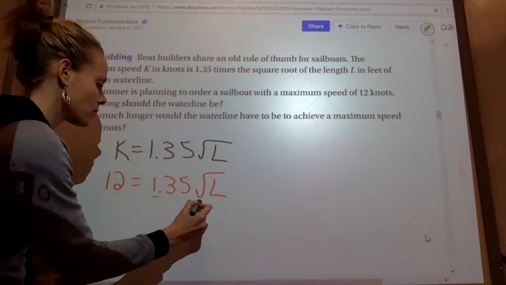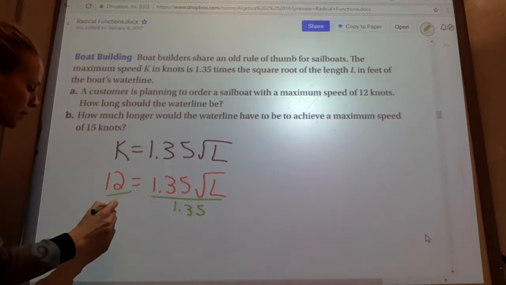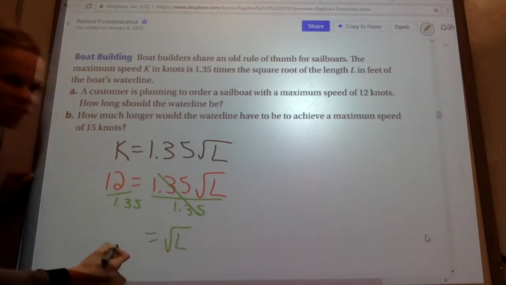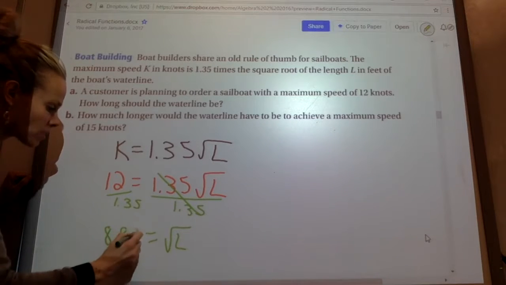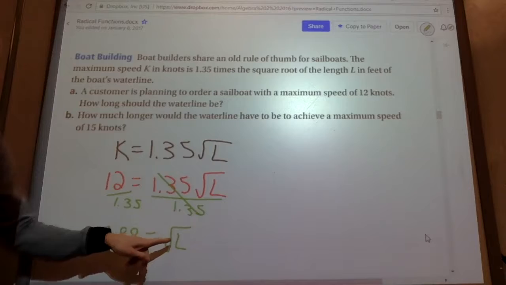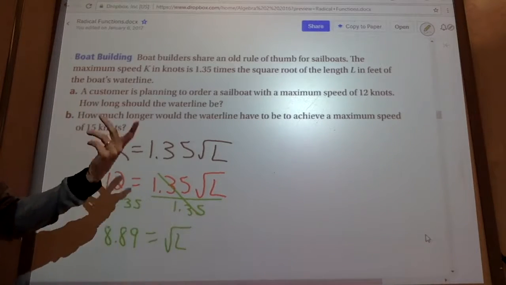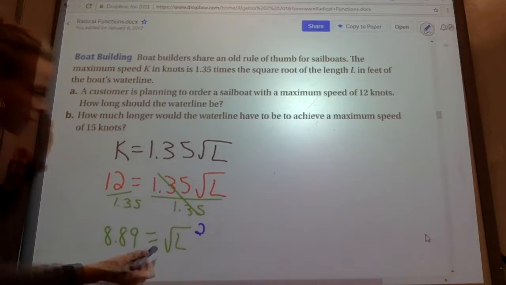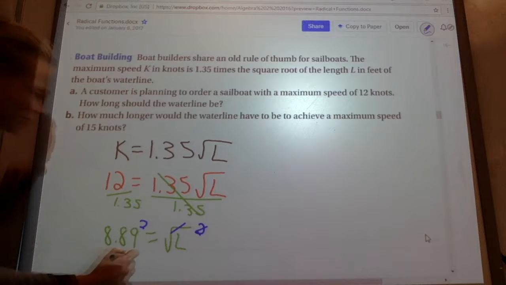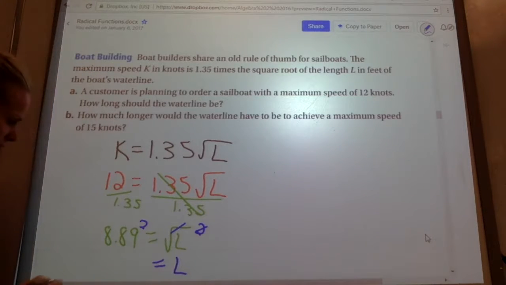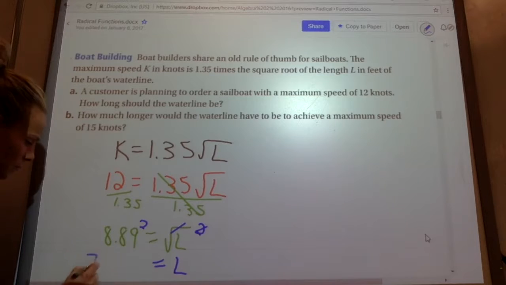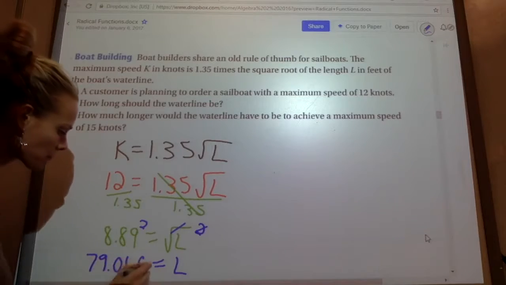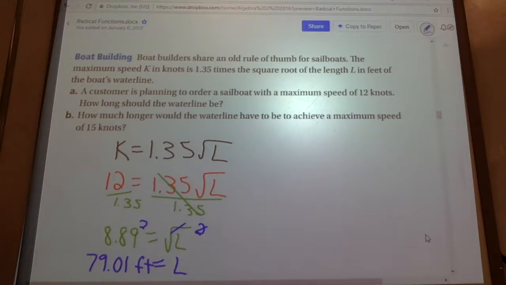So my first step would be to do this, divide by 1.35, right? So that gets rid of that, which is what? 8.88. So we'll say 8.89, okay? So right, to get rid of a square root, I'm going to square both sides. A square and a square root always cancel each other out. So then square 8.89, and what's L? 79.01 feet, right? Feet. Good. Okay.